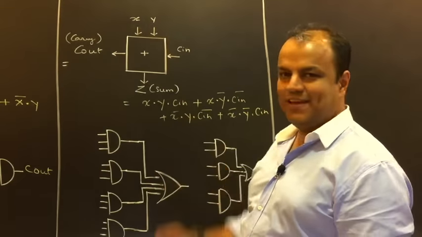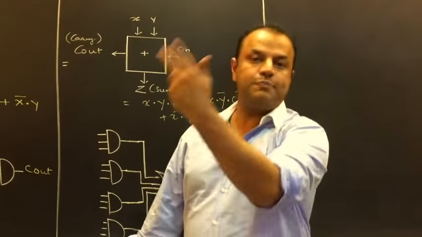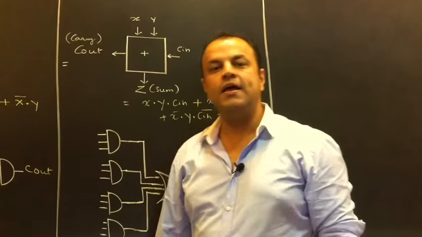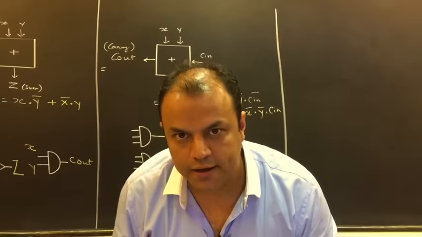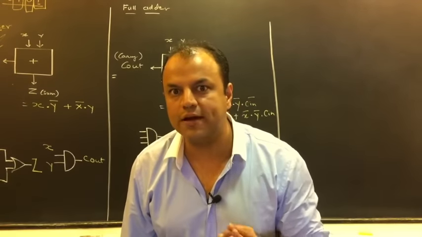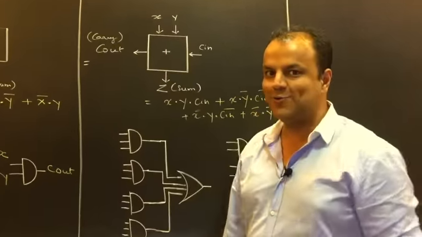Or if X and Cn are 1, you will get a carry. Or if Y and Cn are 1, you will get a carry irrespective of the third one. Please tell me, did you understand? In simple terms, if any 2 of them is 1, irrespective of the third candidate, you will get a carry, because to produce a carry, all you need is 2 1s together. Please tell me, are you clear?